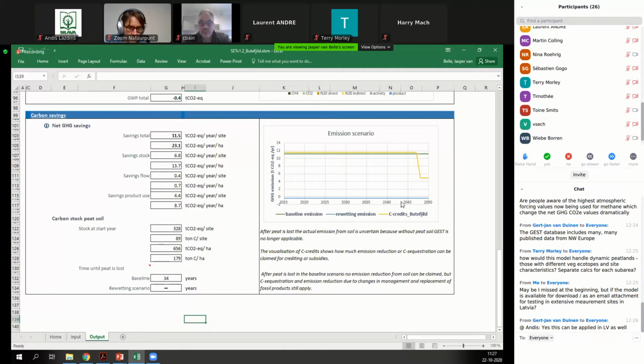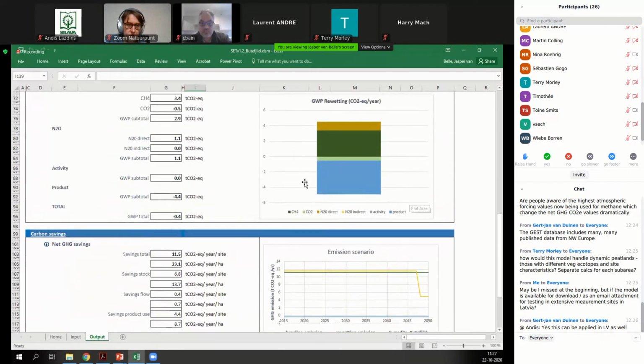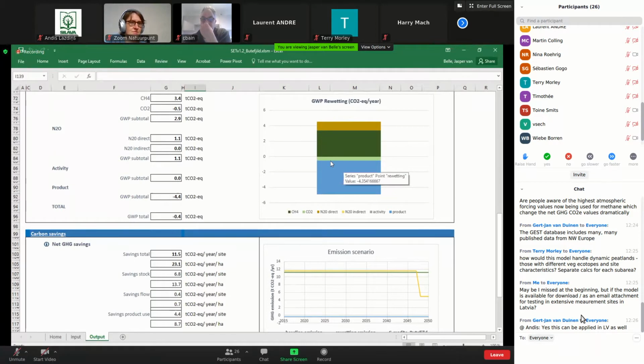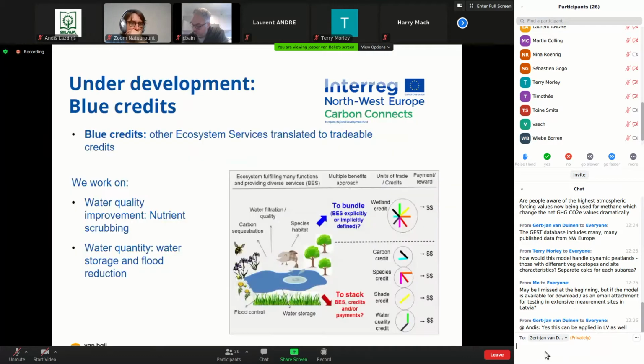So for me personally, one of the lessons from this exercise, from building this, was the importance of the product use that you actually choose for your rewetting project. Because if you just use this for animal feed, for instance, you will not be able to claim any reductions from this, and it can be a substantial amount when you compare this to the rest of the project. So that's the short overview.